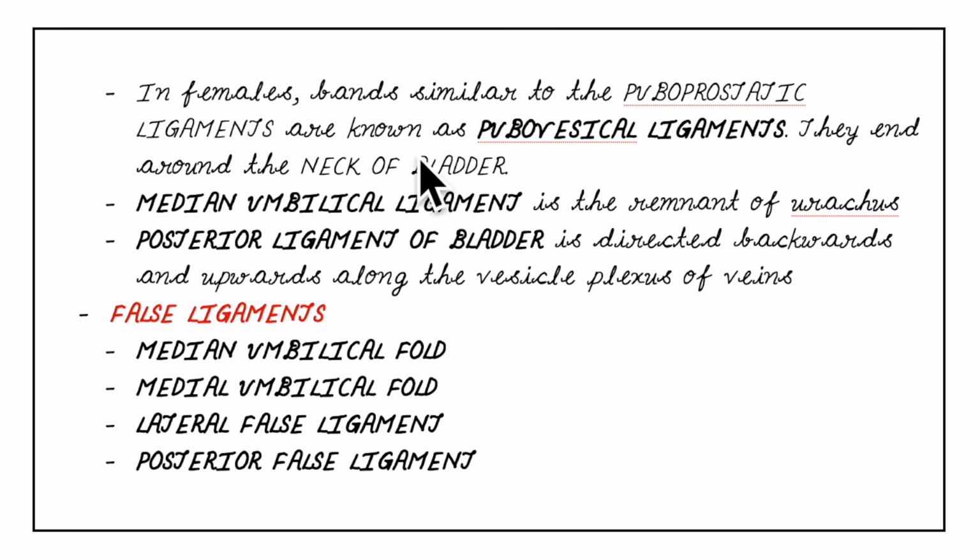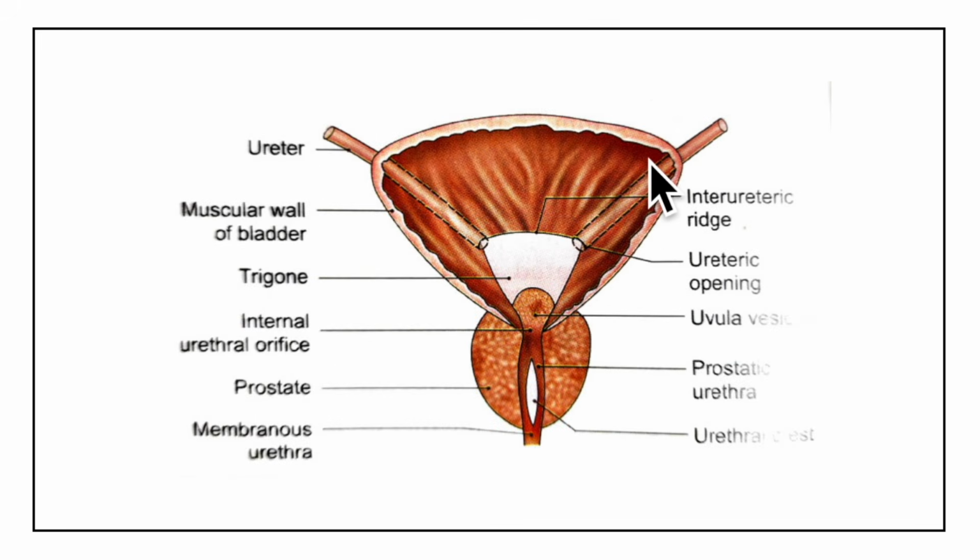They end around the neck of the bladder. The median umbilical ligament is the remnant of the urachus, and the posterior ligament of the bladder is directed backwards and upwards along the vesical plexus of veins. Looking at the false ligaments, we have the medial umbilical fold, the lateral false ligament, and the posterior false ligament. Now let's learn about the interior of the urinary bladder.